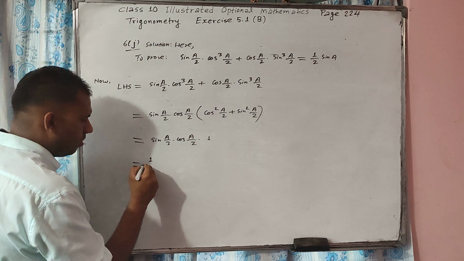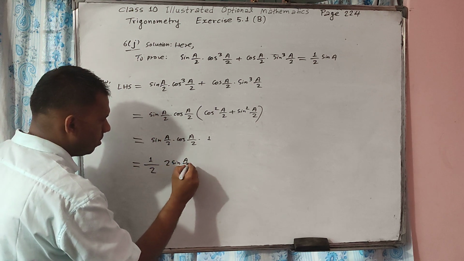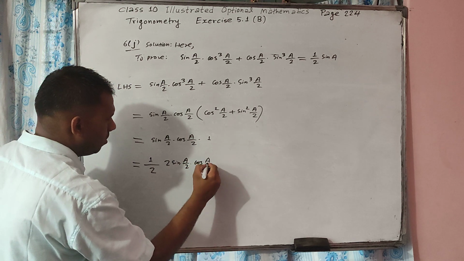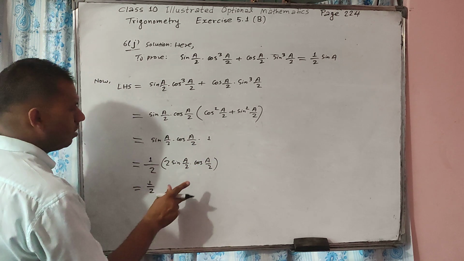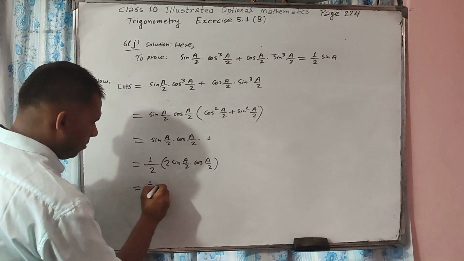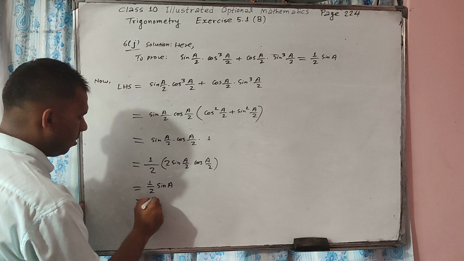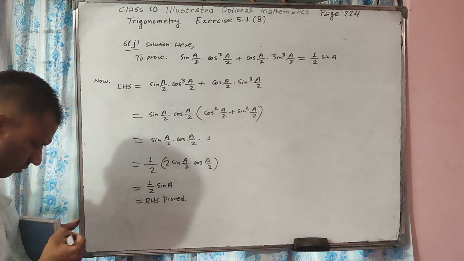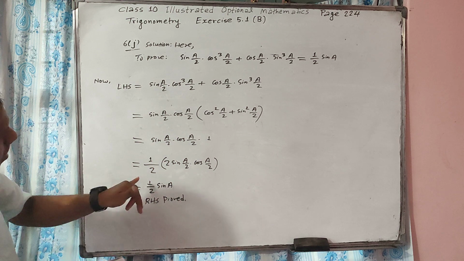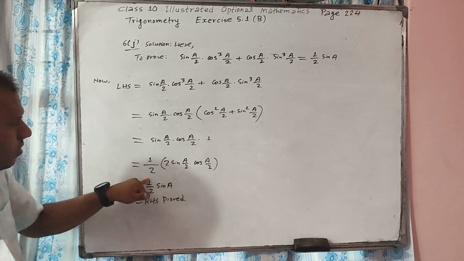multiplying by 2 and dividing by 2, 1/2, then 2 sin(a/2)cos(a/2) is equal to 1/2. This is the half of sin a, so 1/2 sin a equal to RHS. Hence proved. In this step we have multiplied by 2 on numerator and denominator, 2 by 2.